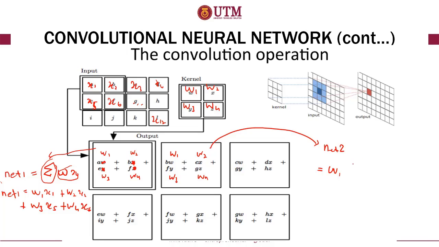So w1 x2, because b is x2, plus w2 with your c, which is x3. Because your c here is x3, I already named it x3, plus w3, what is your f? F is your x6. Yeah, x6. And then plus w4 with your g here. G is what? It should be x7. Okay, x7.